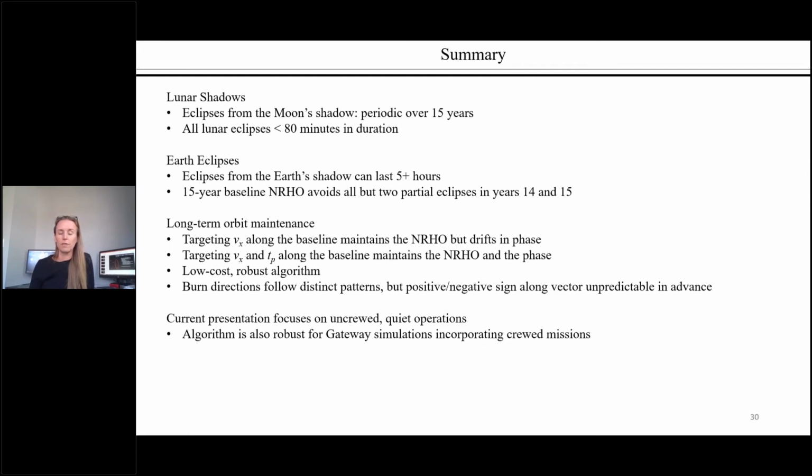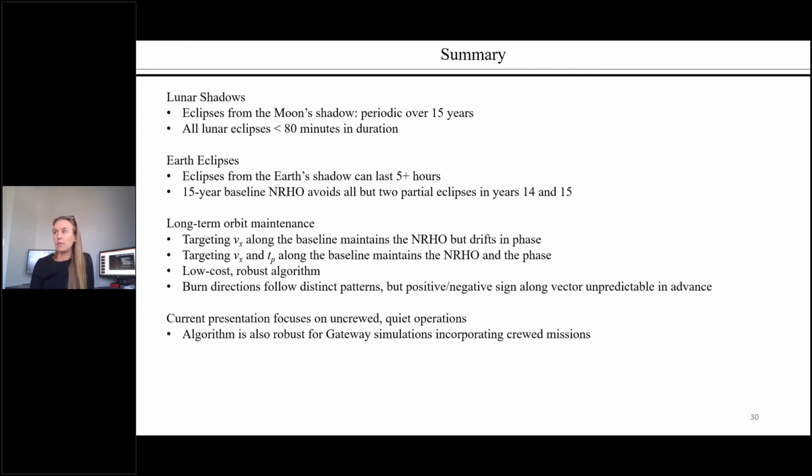We've also achieved long-term orbit maintenance within this trajectory for a spacecraft flying in it. If we target only VX, the way Wind and Artemis did it, we maintain the NRHO without any trouble, but we do have a drift in phase, and we may drift into eclipses. So if we add parallel passage time as a target, then we can maintain both the NRHO and the phase for low cost. This algorithm is robust and it doesn't cost too much.